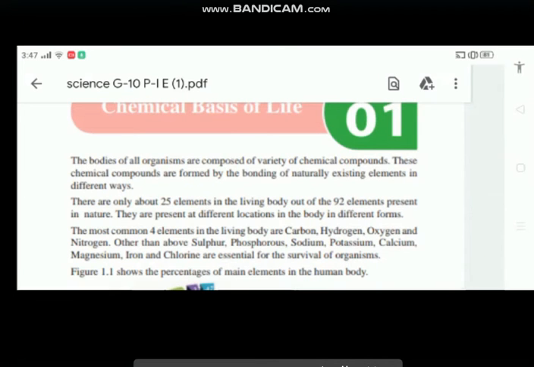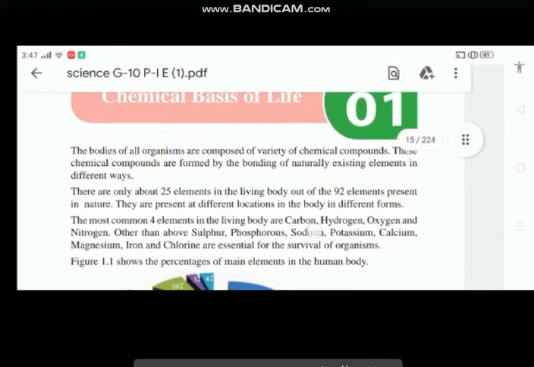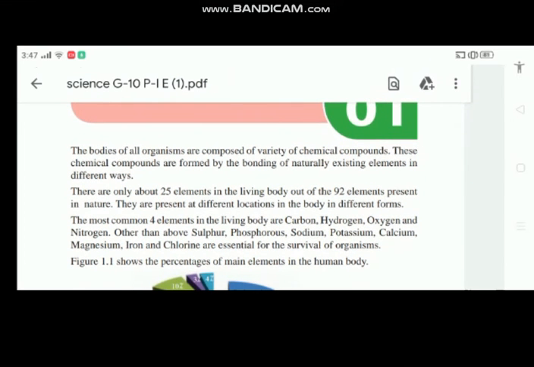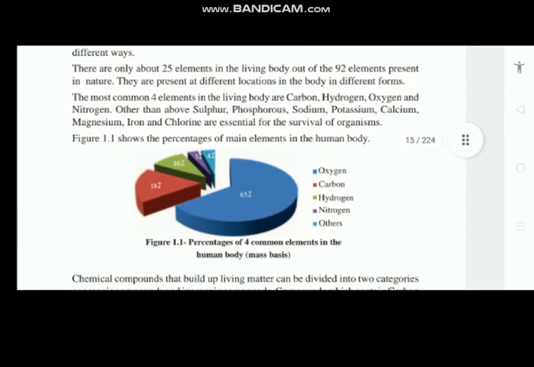So today I'm going to initiate with the grade 10 first lesson, that is the chemical basis of life. In this lesson we're going to focus on how life is chemically built with elements. Around 92 elements are present in nature, and among those only 25 are present in the living body.